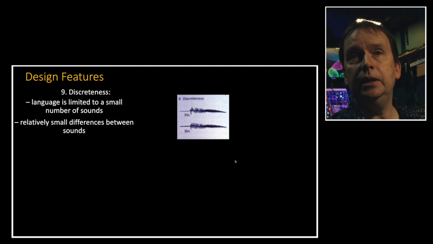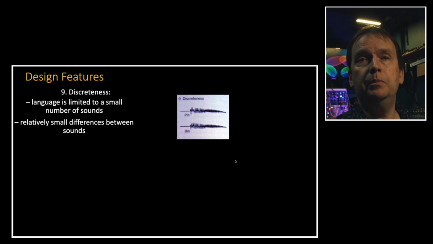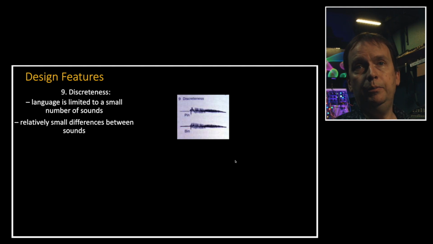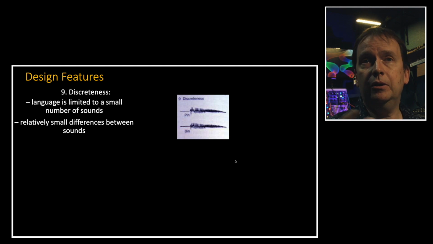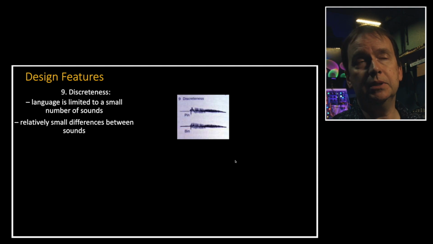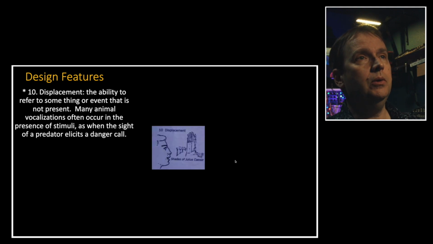There's also discreteness. Language is limited to a small number of sounds, and there are relatively small differences between sounds. It does get tricky, right? If you say pin and bin, in a lot of movies, they might say P as in Paul and B as in boy or something, because sometimes it's hard to hear if someone said pin or bin and you have to ask them to repeat themselves. But that discreteness is really key with human language.